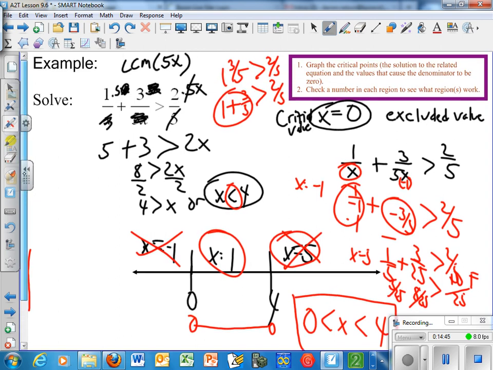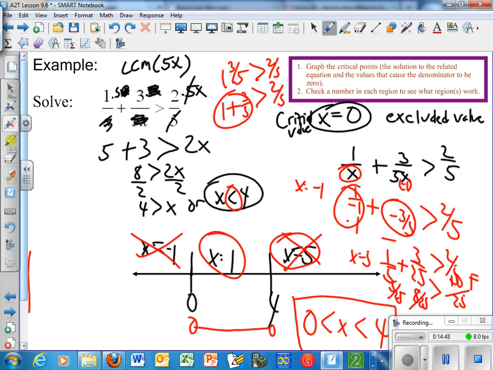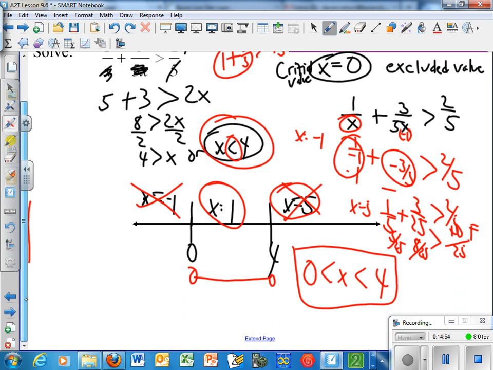Okay, so you cannot just write this one. Notice we got x is less than 4 right here, but we have to take into account our critical value. The numbers below that critical value are not going to work. That's why we have to write the inequality like this. I will not accept it if you just write x is less than 4. You have to have the critical value on the other side.